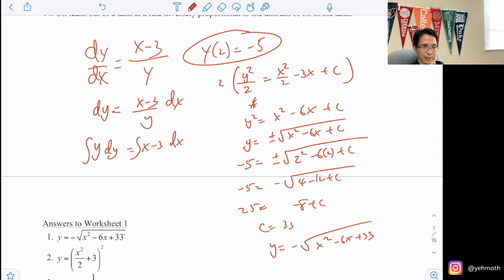Imagine you just worry about the positive side here. If I plug in 2 inside, it's not going to get you -5. It has to be the negative version of the radical in order for you to get -5. That's why with plus minus, you have to decide at the end whether it's a plus or minus. Now this is a little bit harder question.